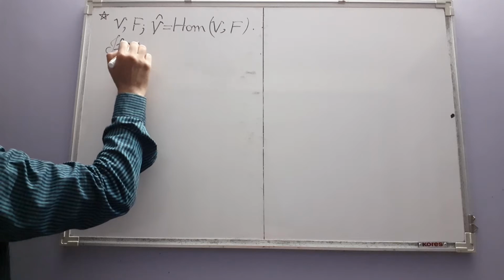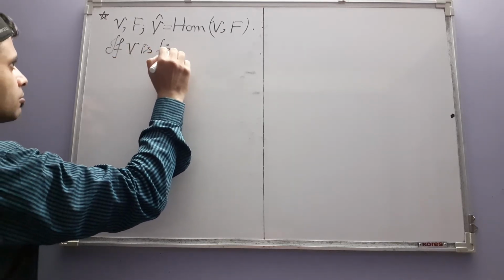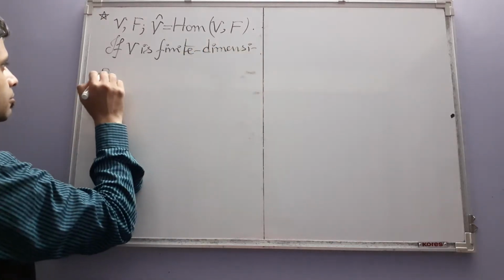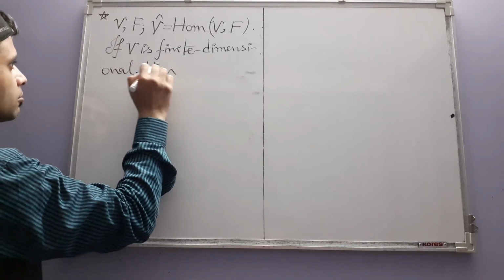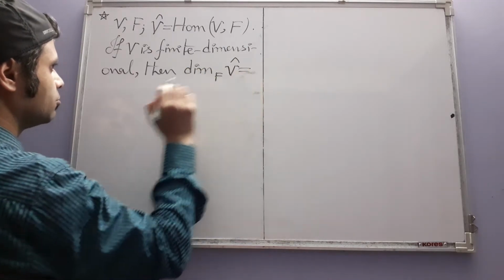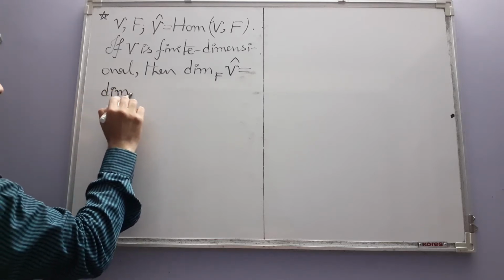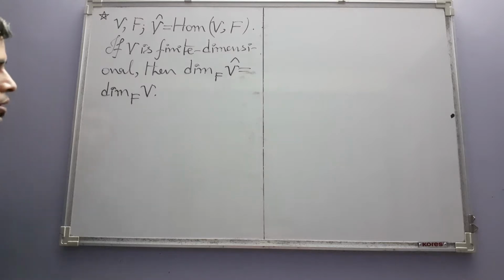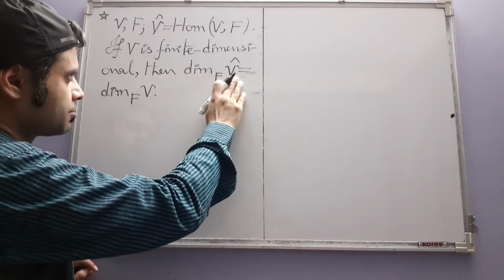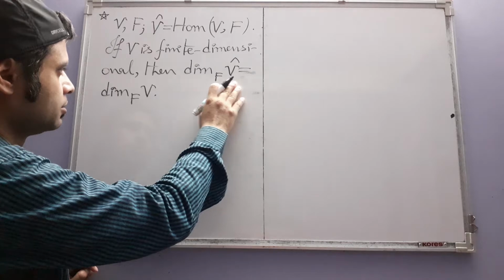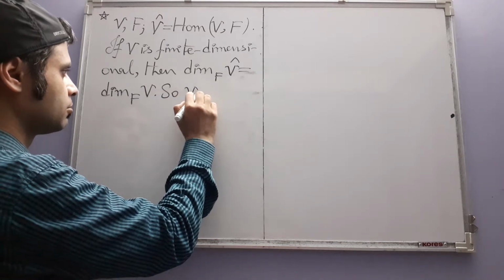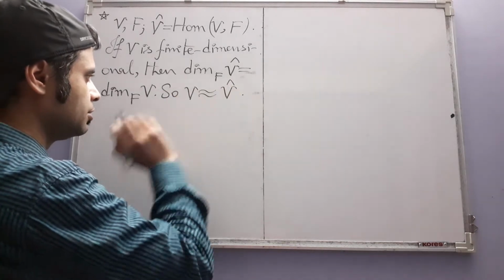If V is finite dimensional, then the dimension of the dual space over F is equal to the dimension of the original space over F, and hence by that result, which tells us that two finite dimensional vector spaces having the same dimension are isomorphic, we have the conclusion that V and V hat are isomorphic. So V is isomorphic to V hat.